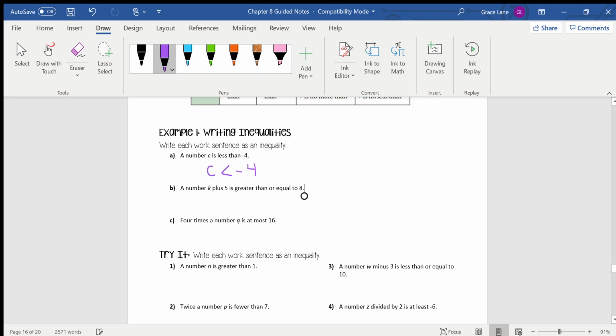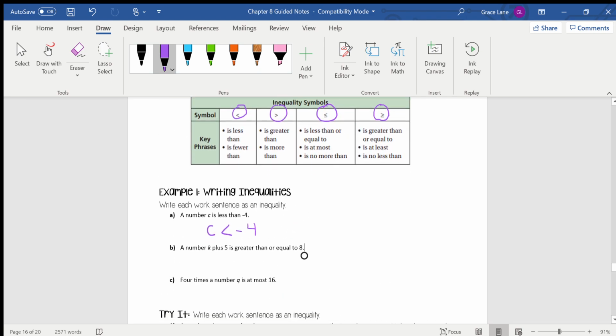And so both of these, the number sentence that I just wrote and the word sentence, they mean the same thing. They're just written 2 different ways. So letter B, a number K plus, means add, 5 is greater than or equal to 8. So if you look at the chart, it looks like this, and then 8. And you read that the same way. K plus 5 is greater than or equal to 8.